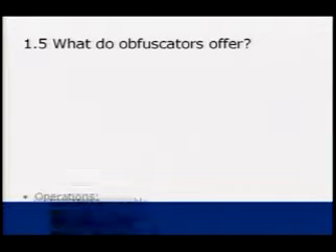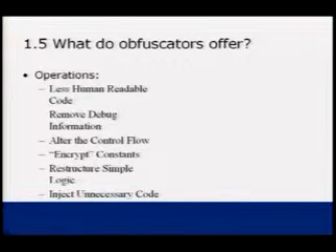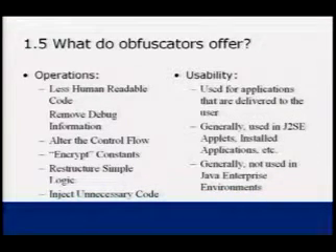What do obfuscators offer? Basic operations: remove debug information, change control flow, encrypt constant values, inject unnecessary code to confuse you. And also there's the usability element. So where do we see obfuscators? Generally it's Java standard edition applets, client-side applications that have some level of trust. We don't see it in the J2EE sphere a lot, even though SAP will disagree. And it's applications that are delivered to the user.